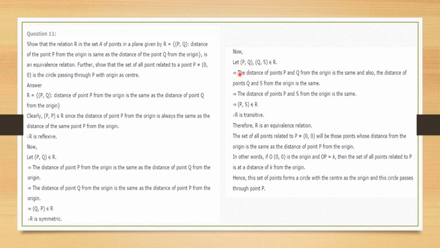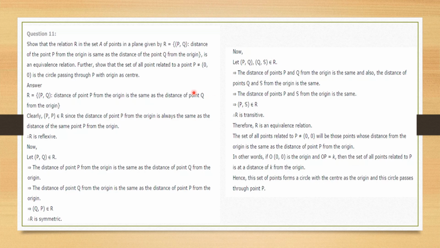For the third condition, (P, Q) and (Q, S) belong to R. So what does this mean? The distances of P and Q from origin are the same, and the distances of Q and S from origin are also the same. Definitely OP is equal to OQ and OQ is equal to OS, so OP is equal to OS. That means the distance of points P and S from the origin is also the same. So (P, S) belongs to R and hence R is transitive. So it is an equivalence relation.